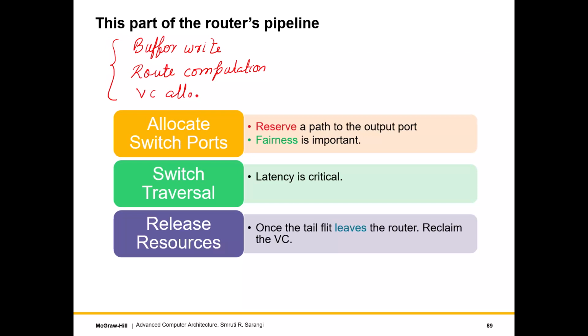So we do VC allocation over here. So we discussed these three stages. Two more stages are remaining. One is the allocation of switch ports. So here we reserve a path to the output port. Here fairness is important. We will discuss this majorly here. And then switch traversal, which is not a big deal, which basically means that we need to traverse the switch once the connection between the input and output has been made, and this is done. So then we release resources.